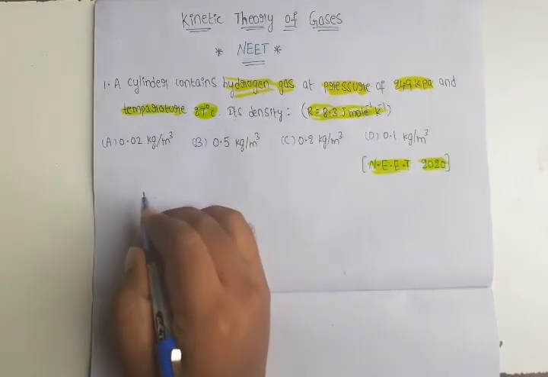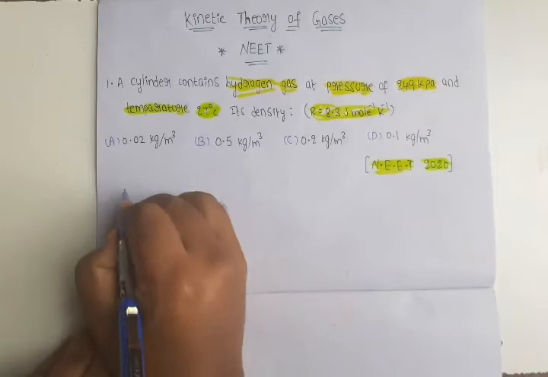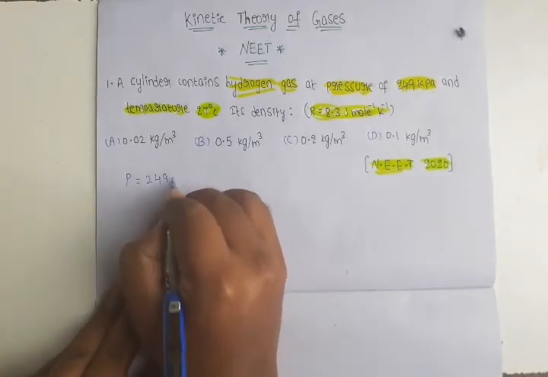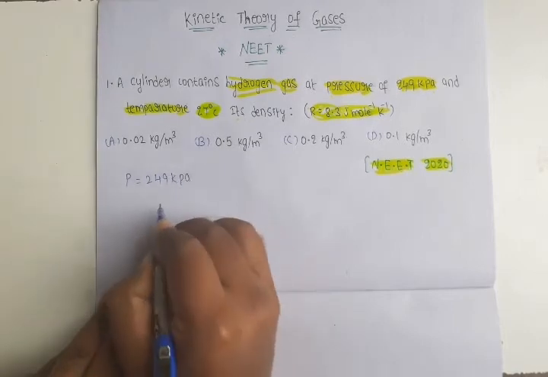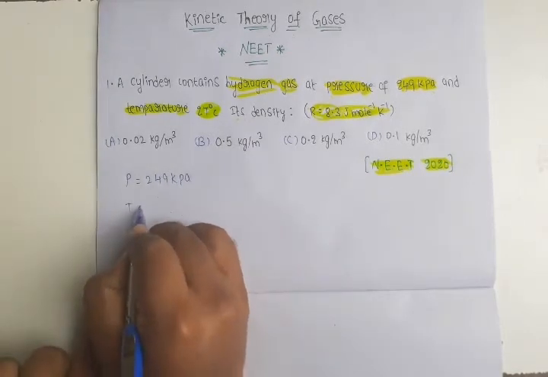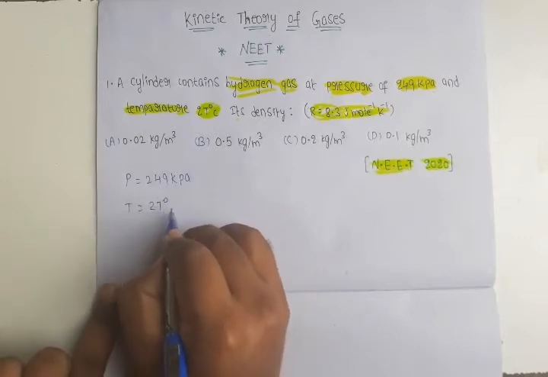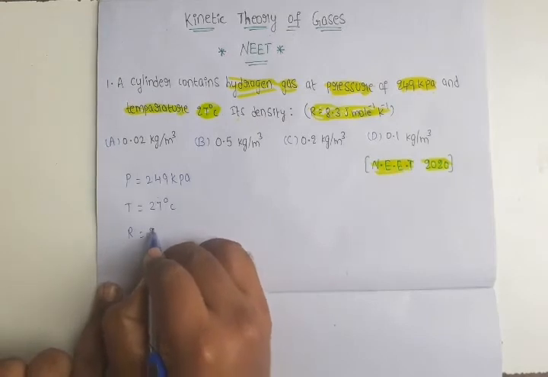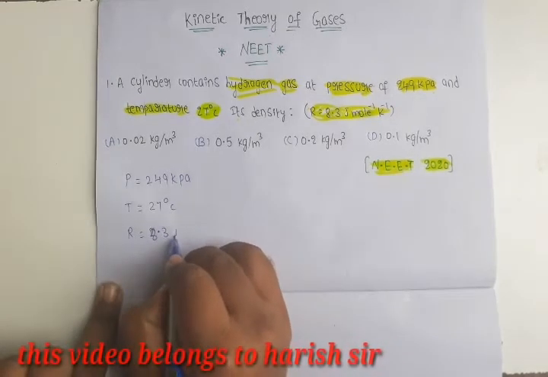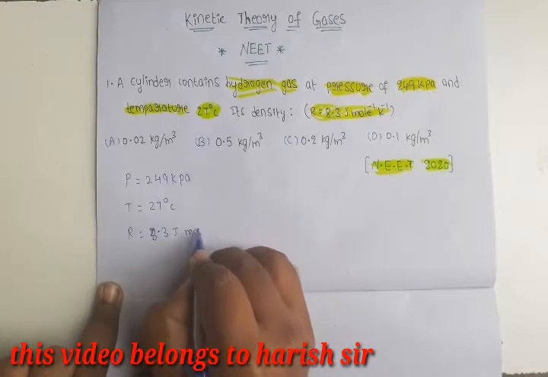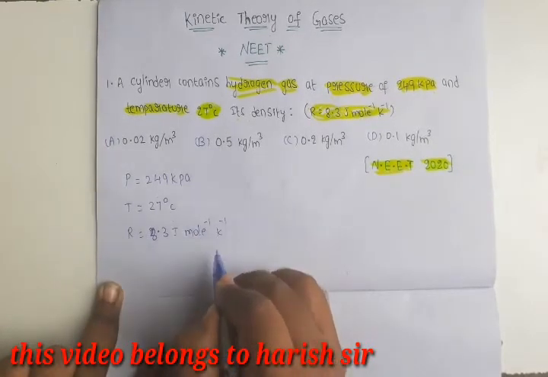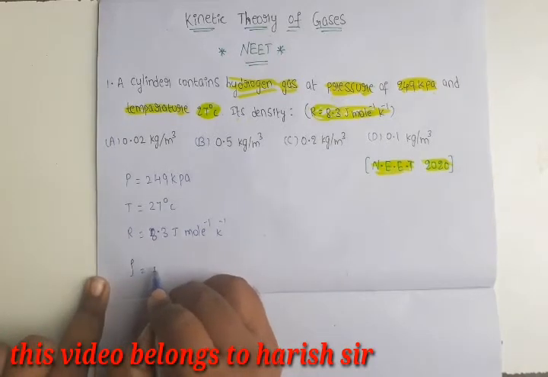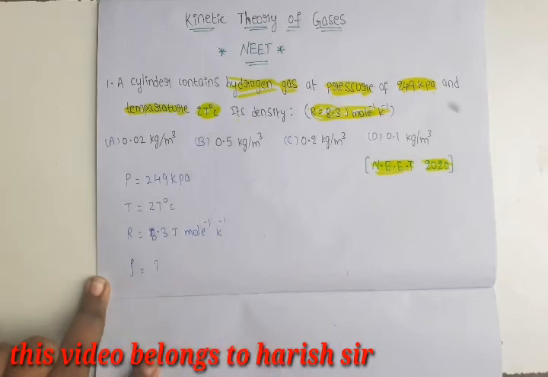What are the given values? Pressure P equal to 249 kilo Pascal, and temperature T equal to 27 degree centigrade, R equal to universal gas constant 8.3 joule mole inverse Kelvin inverse. So we are going to find the density. What is the symbol of the density? Rho. Rho equal to find out.